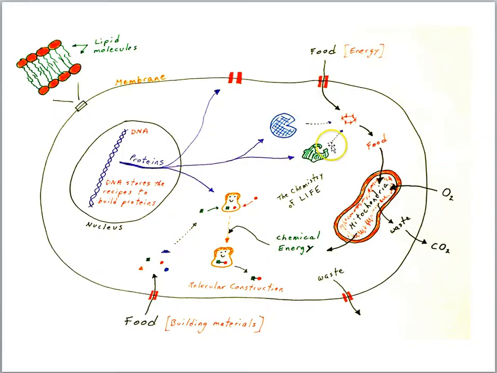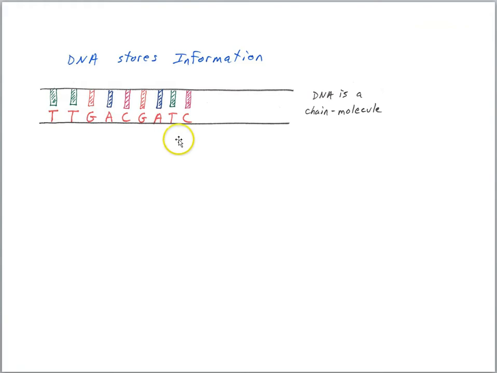Some of that chemistry is breaking down food molecules to get energy. Other chemistry involves building important cell molecules. So proteins are the important workers of the cell. They keep the cell alive. So it stood to reason that if DNA was storing information of some kind, it would probably be the information to build proteins. So somehow the DNA molecule has recipes to build proteins.